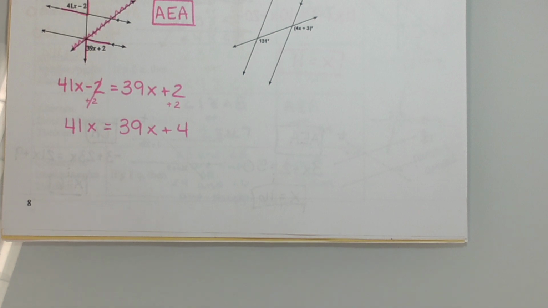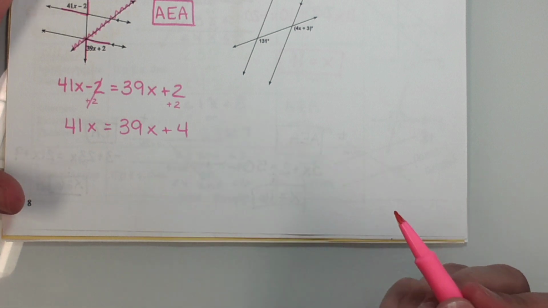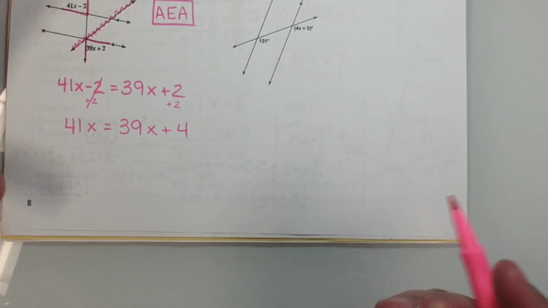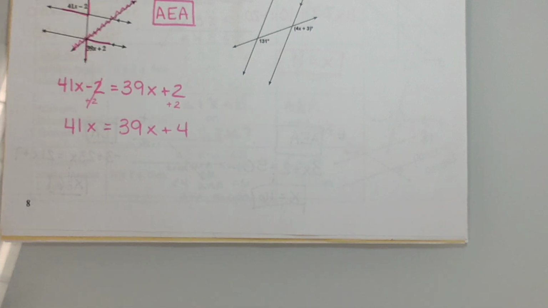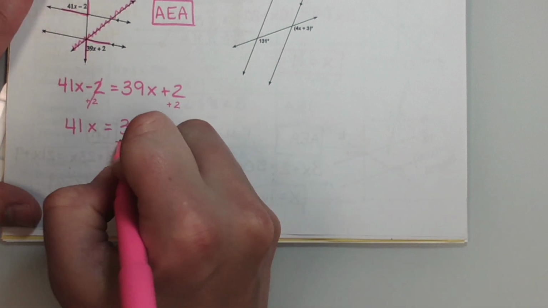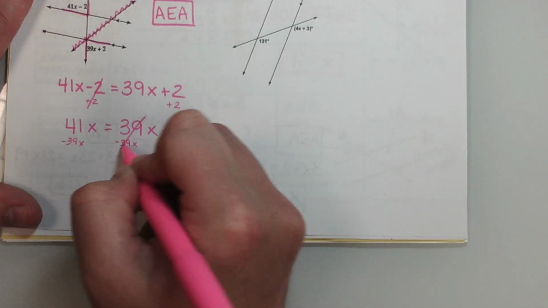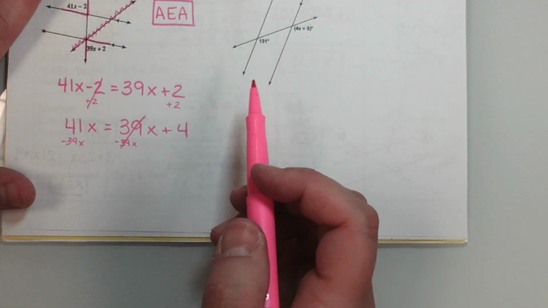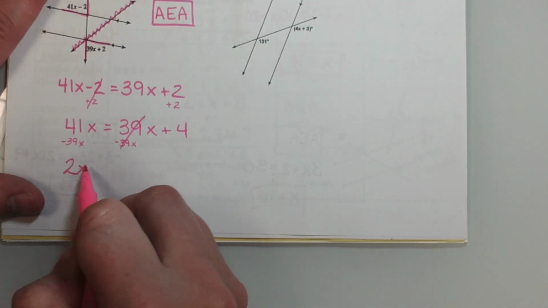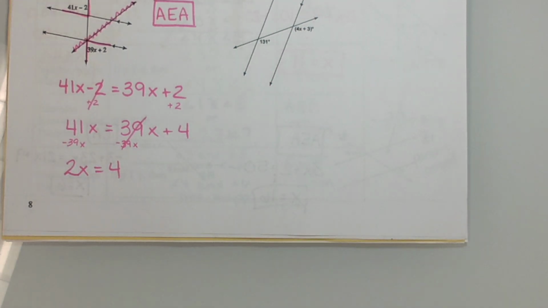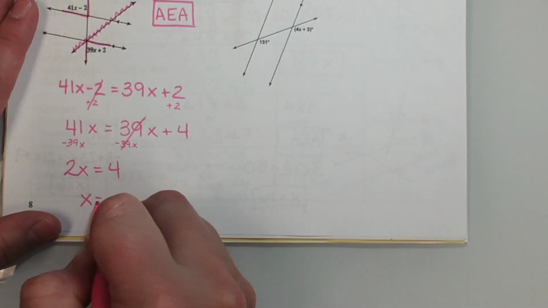Diego, what would you tell me to do next? Subtract the 41. Right or no? Which one should I subtract? The 41 or the 39. 39? Okay. Yes, I would subtract those two, but I want to be picky about which one. Okay, I get 2x is equal to 4. Jasmine, how do I finish it? Divide by 2, x equals 2.